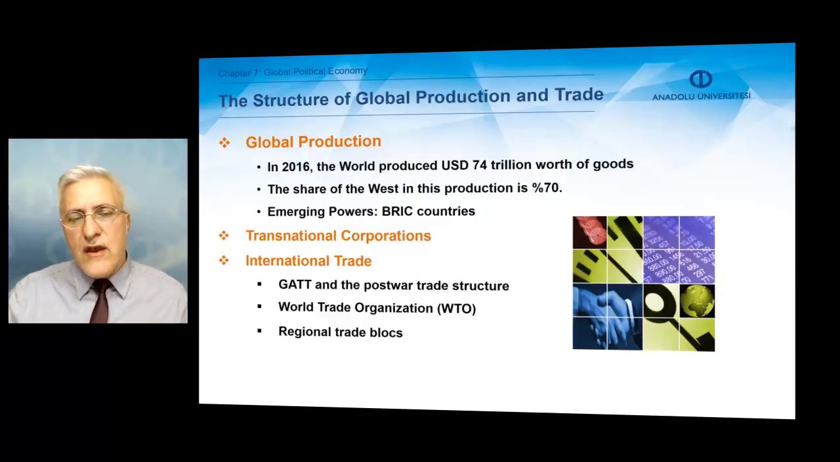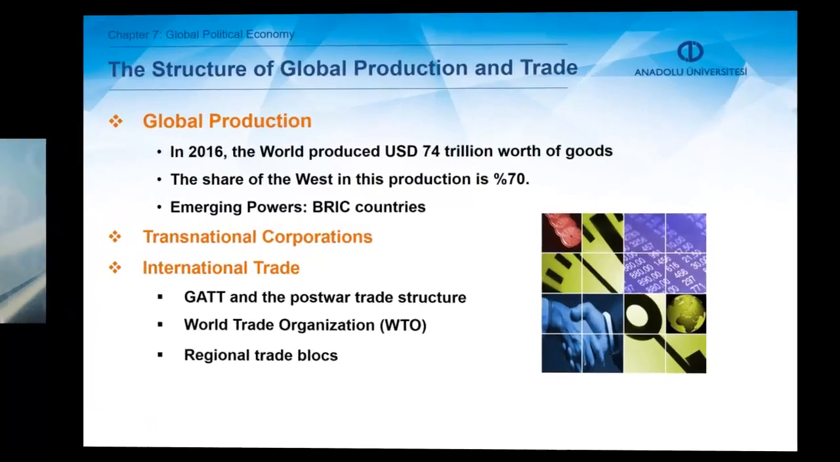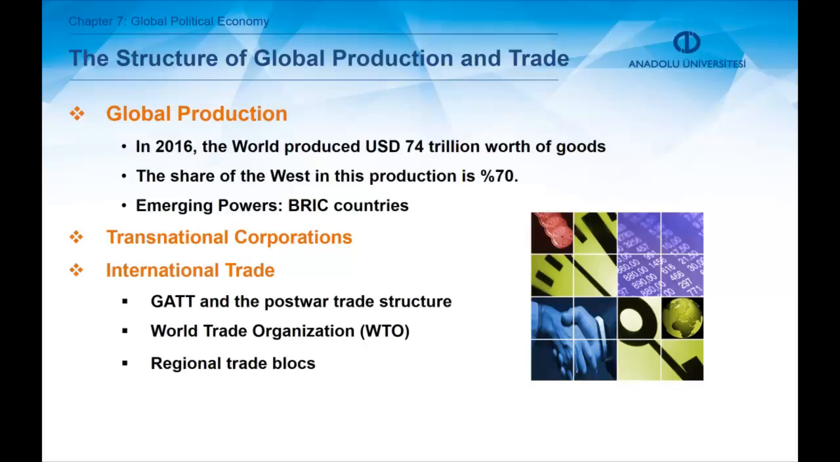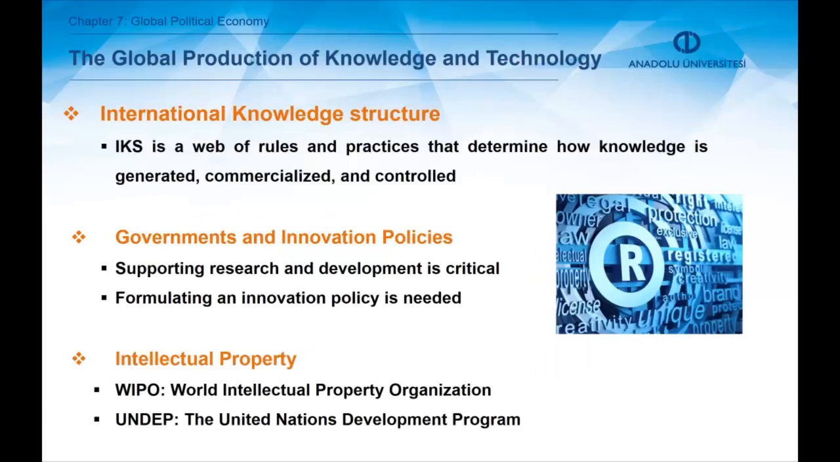As you know, in fact, between 1945 and 1995, about 50 years, the GATT process was critical, which is the General Agreement on Tariffs and Trade. However, this General Agreement on Tariffs and Trade structure transformed into an organization, which is the World Trade Organization, in 1995. And the chapter will also talk about the regional trade blocs under this section.